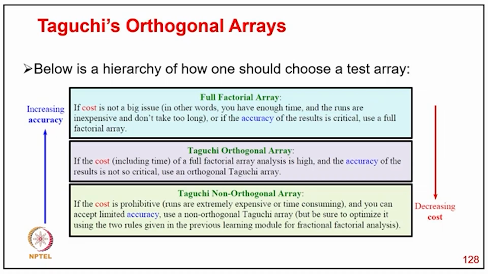So for increasing accuracy, of course, you should go full factorial. So starting from Taguchi non-orthogonal array, then you have an orthogonal array and full factorial array. So that increases the accuracy, and of course it decreases the cost when you go from full factorial to Taguchi orthogonal or Taguchi non-orthogonal array.